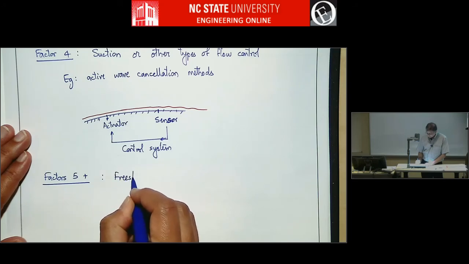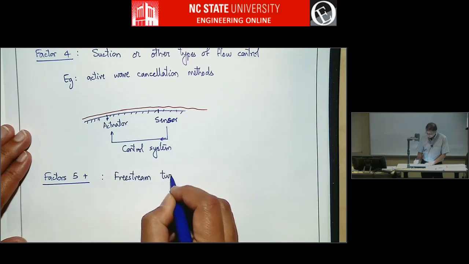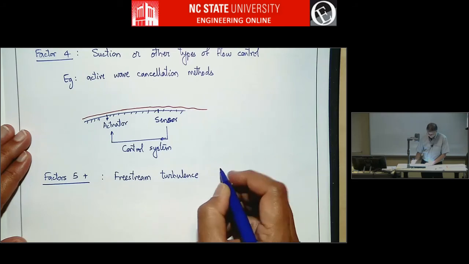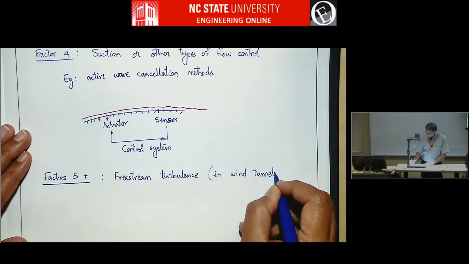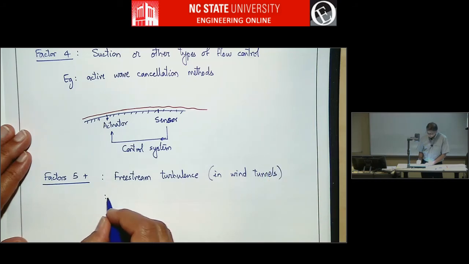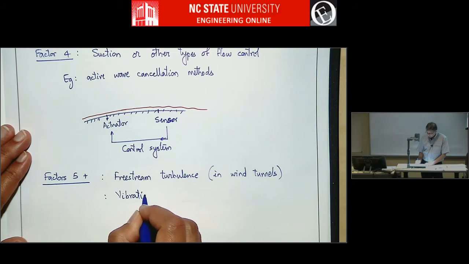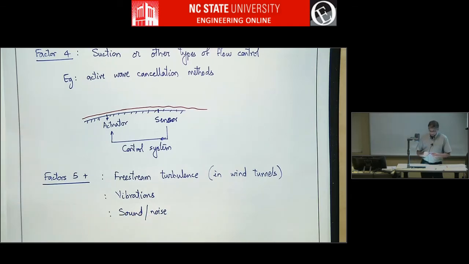This could be free stream turbulence, for example in wind tunnels. It could be vibrations, it could be sound or noise. So one of the things people have seen with low Reynolds number airfoils, so for example airfoils that are used on model airplanes and radio controlled sailplanes, is it is so hard to get repeatable data.